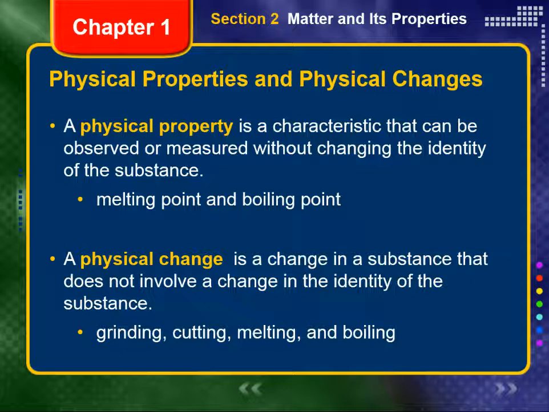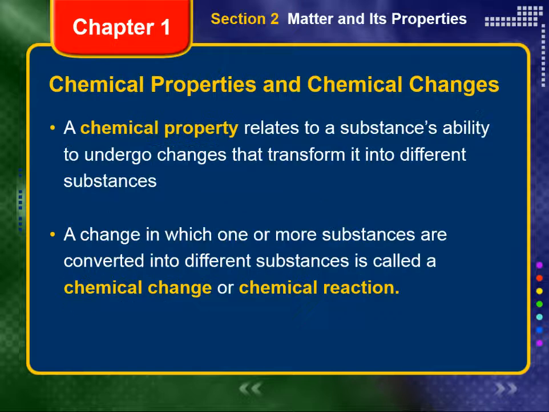A change in a substance that does not involve a change in the identity of the substance is called a physical change. Examples of a physical change include grinding, cutting, melting, and boiling a material. These types of changes do not change the identity of the substance present.